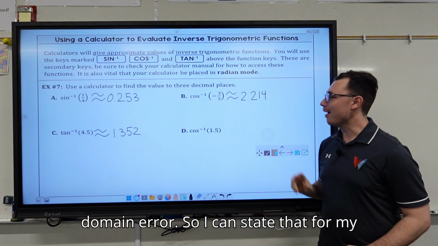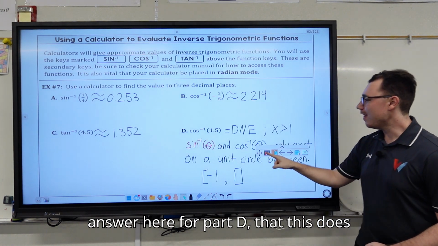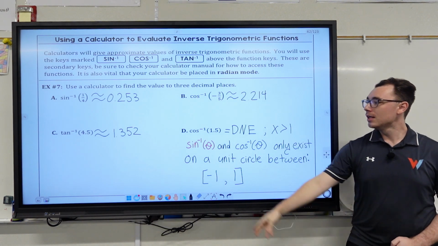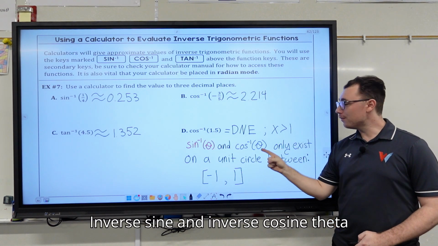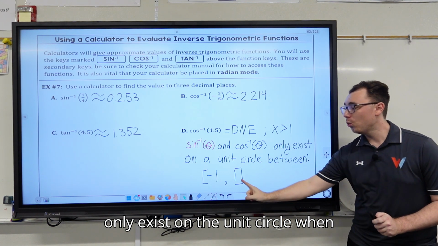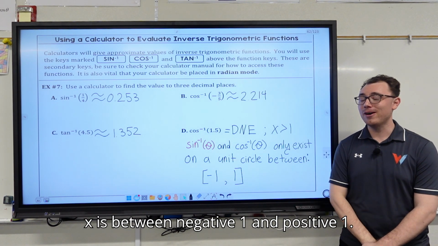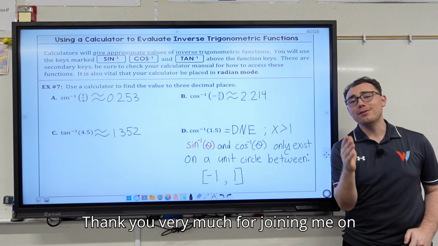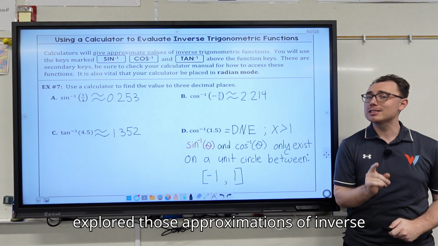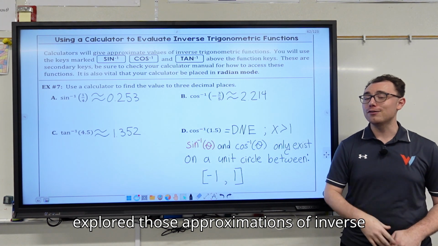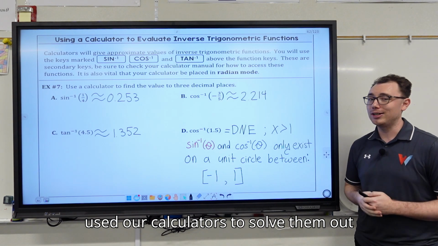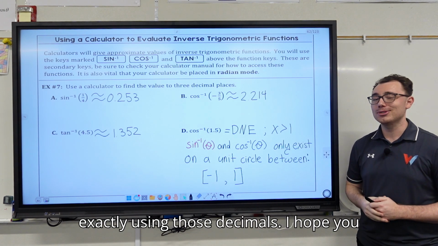So I can state that for my answer for part D, this does not exist because x is greater than 1. Inverse sine and inverse cosine theta only exist on the unit circle when x is between -1 and +1. Thank you very much for joining me on these 7 examples today, where we explored those approximations of inverse sine, cosine, and tangent, and then we used our calculators to solve them exactly using those decimals.